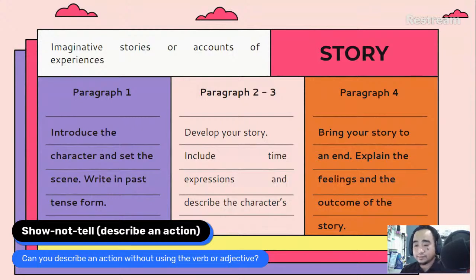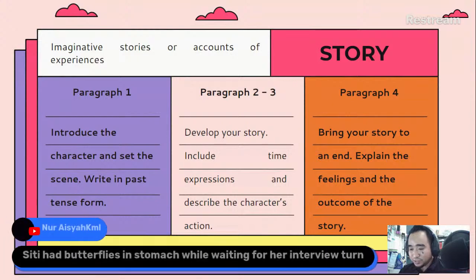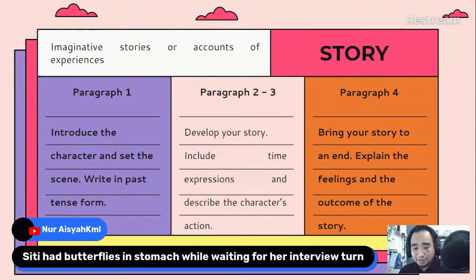Okay, and then after if you have any show not tell sentences you want to show, okay, good, there's one over here. Siti had butterflies in her stomach while waiting for interview turn. So we don't tell that he is nervous. Kita tak guna perkataan nervous, but using the word butterflies in the stomach while waiting for interview turn. Okay. Or perhaps we can describe further. She had butterflies in her stomach while waiting for interviews. She can't stop looking at her watch.